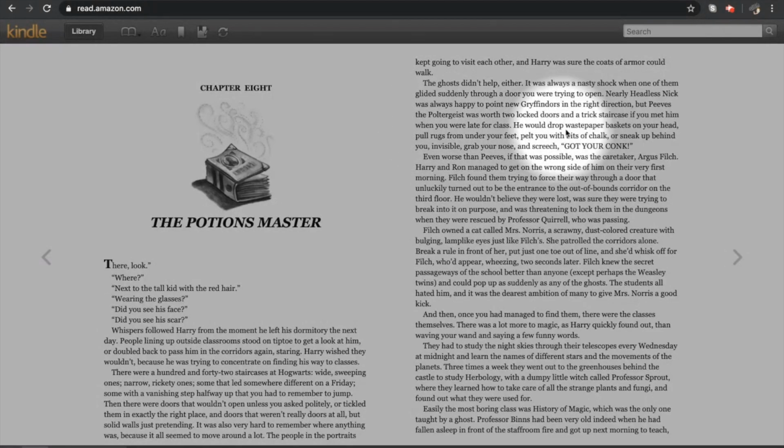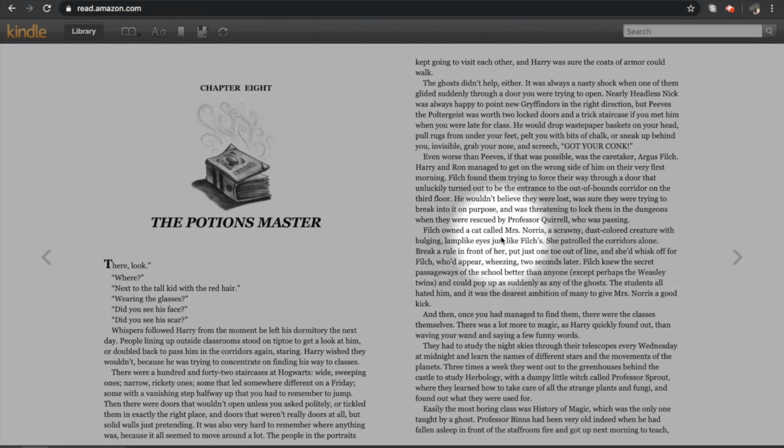When you were late for class, he would drop wastepaper baskets on your head, pull rugs from under your feet, pelt you with bits of chalk, or sneak up behind you, invisible, grab your nose and screech, "Got your conk!" Even worse than Peeves, if that was possible, was the caretaker, Argus Filch. Harry and Ron managed to get on the wrong side of him on their very first morning. Filch found them trying to force their way through a door that unluckily turned out to be an entrance to the out-of-bounds corridor on the third floor. He wouldn't believe they were lost, was sure they were trying to break into it on purpose, and was threatening to lock them in the dungeons when they were rescued by Professor Quirrell, who was passing.